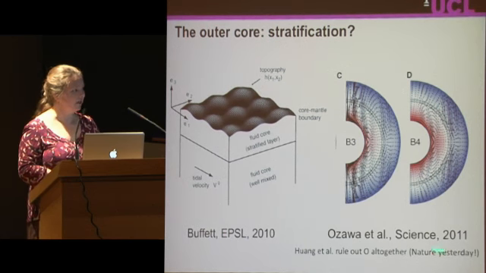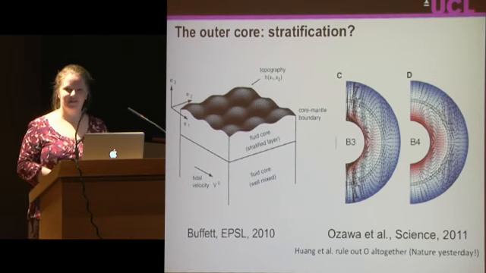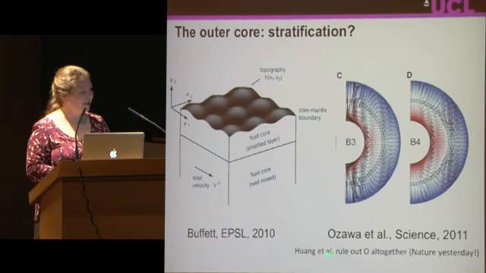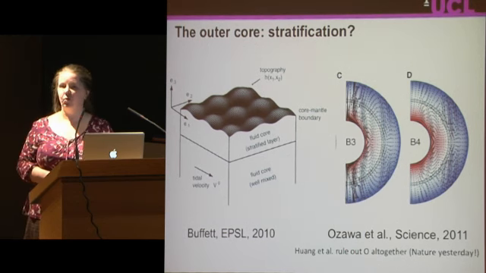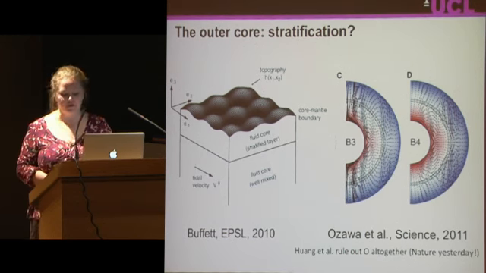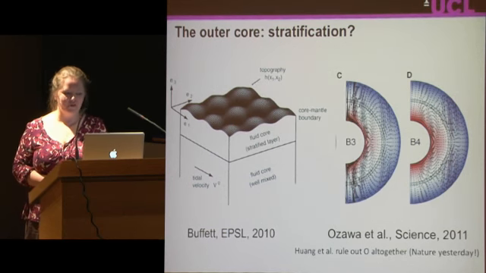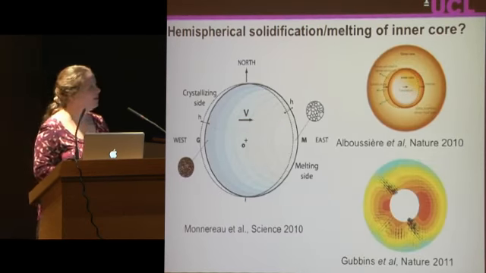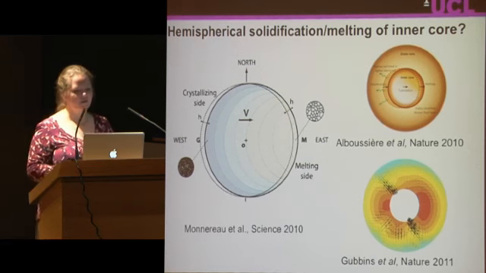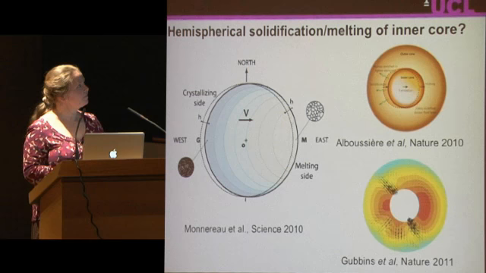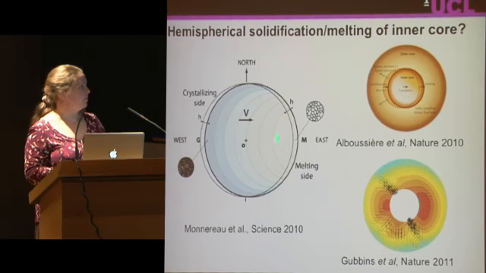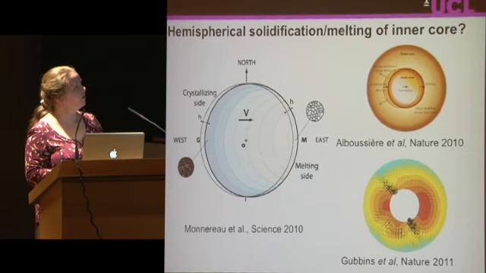But only yesterday, which just shows how contentious this all is, Huang published a paper that ruled out oxygen altogether from the outer core. So, very interesting. Don't know what's going on, is the bottom line for that. And then we've seen these figures already. So this is at the inner core boundary, where we've got this possible translation of grains across, and we've got crystallizing on one side, melting on the other.